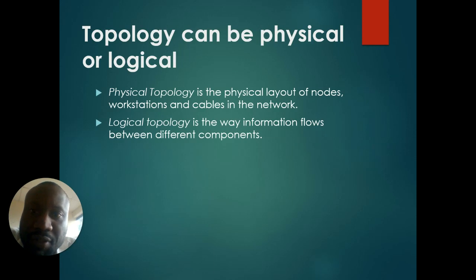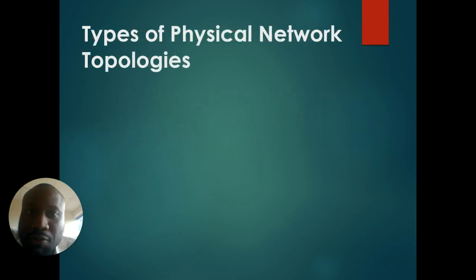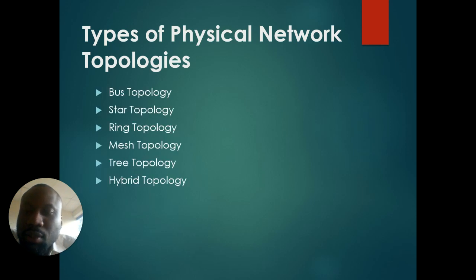So topology can be physical or logical. Physical topology is the physical layout of nodes, workstations, and cables in the network. Logical topology is the way information flows between different components. Types of physical network topologies. So we have the bus topology, the star topology, ring topology, mesh topology, tree topology, hybrid topology. So let's look at all of them one by one.